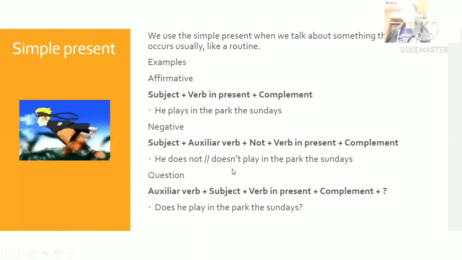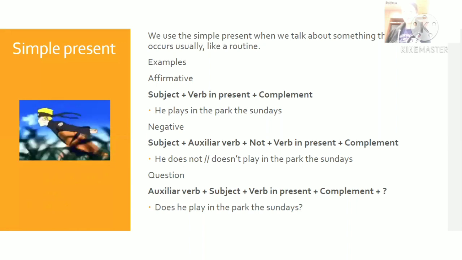And in question form we put the auxiliary verb first, second the subject, third the verb in present, fourth the complement, and finally the question mark. And that is: does he play in the park Sunday?